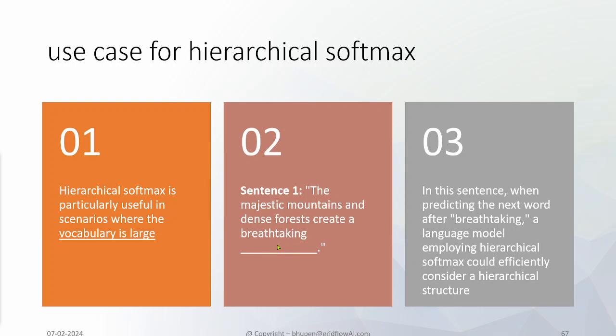Otherwise, we have to compute the softmax probability of each vocabulary word. If we have, let's say, 500,000 vocabulary words, we need to compute for all 500,000 words and then pick the maximum ones, and then you can predict the likely word here. So in this sentence, when we predict the next word, you have to really compute the softmax probability for all. And this is where the hierarchical softmax is useful.